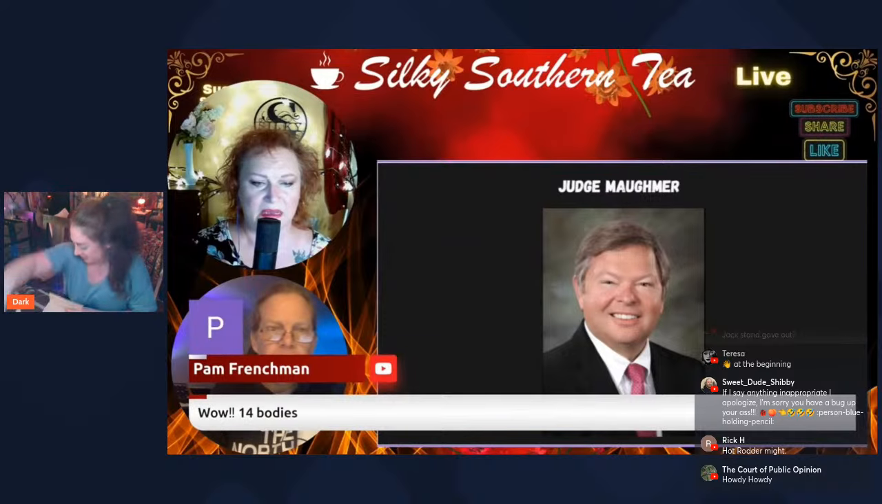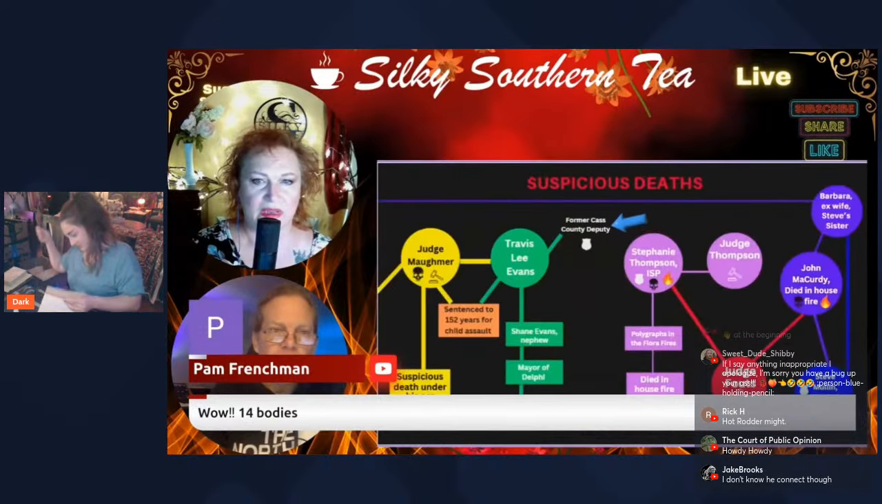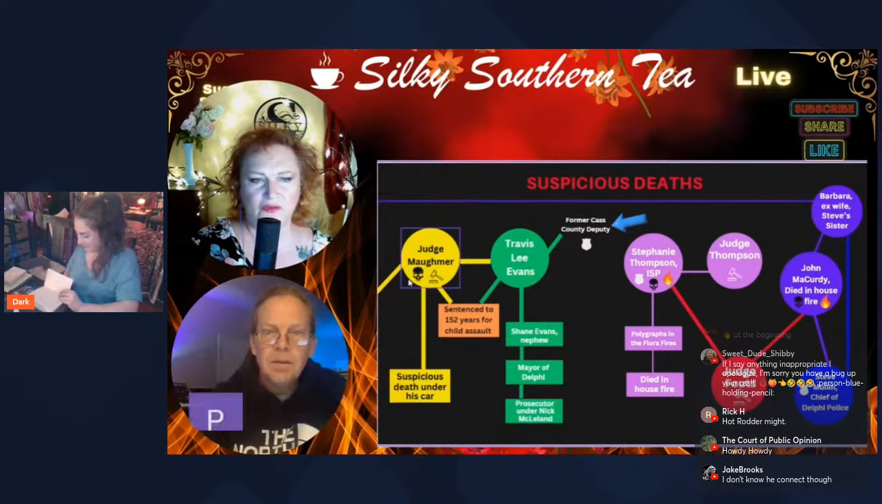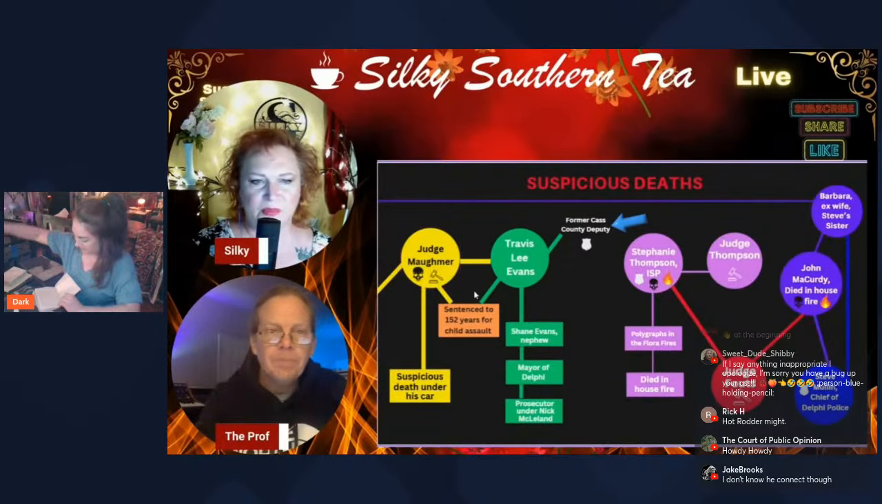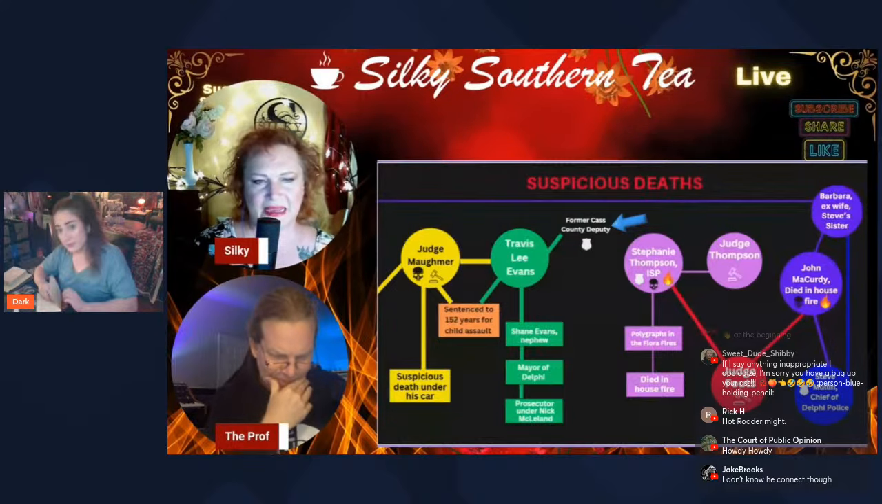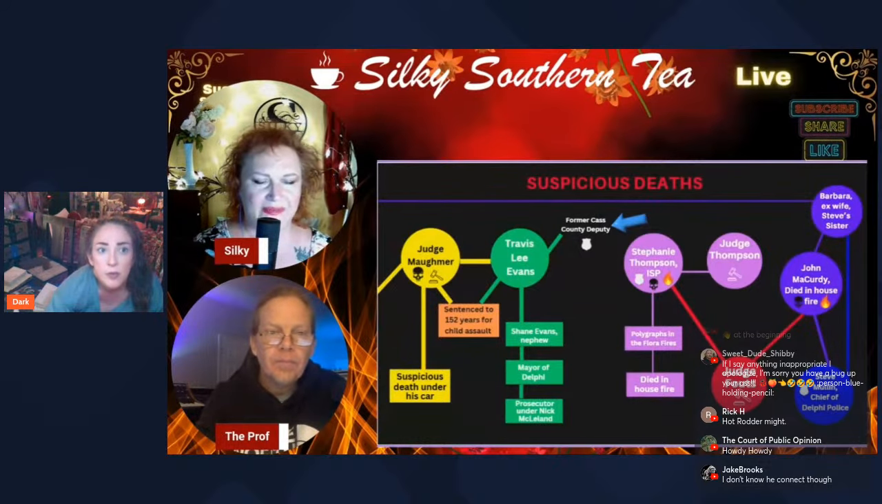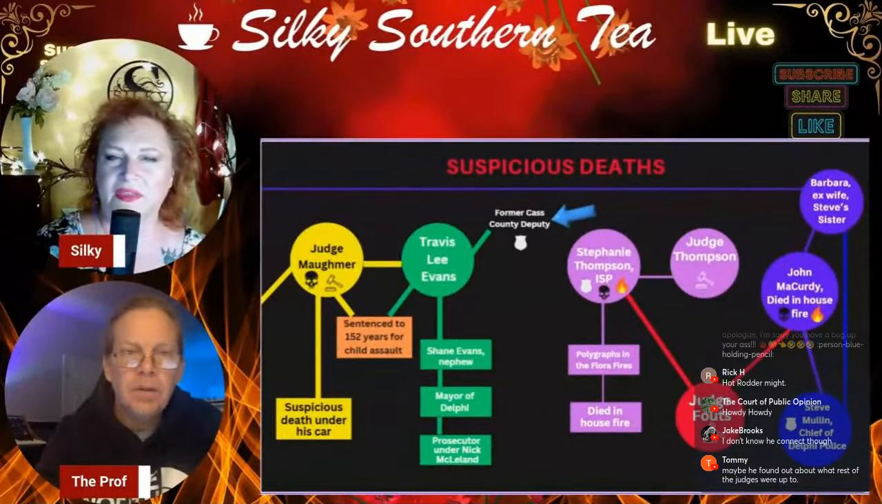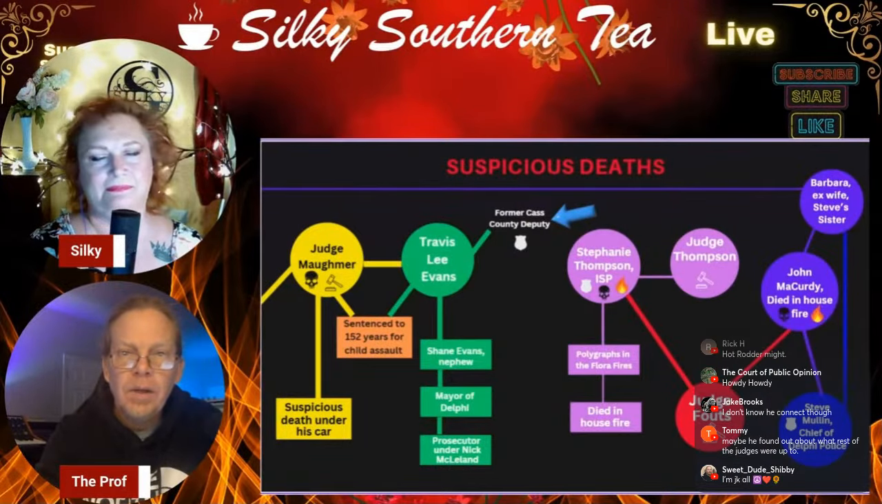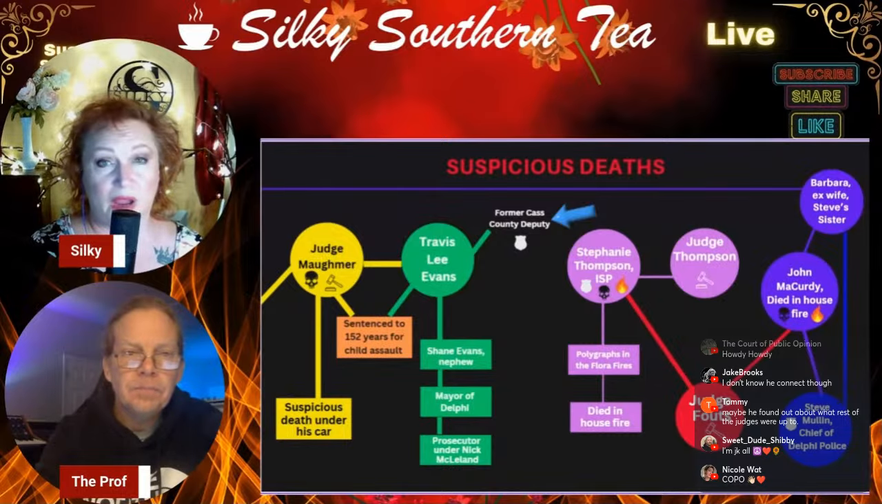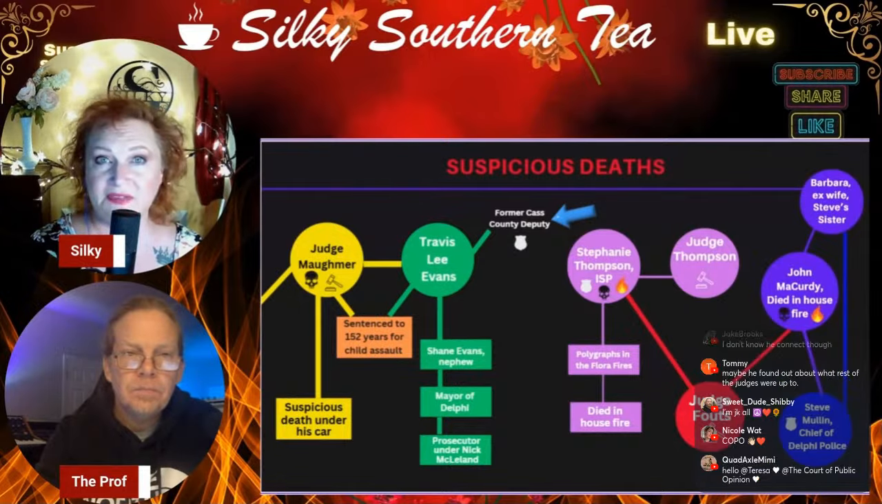Let's see. Here we go. Can y'all see that? All right. So over here in the yellow, this is Judge Mothmer. What's interesting about Judge Mothmer is that he prosecuted the guy in green, Tracy Lee Evans. This guy was a chomo. Tracy Lee Evans had multiple problems with children. It wasn't his first rodeo.